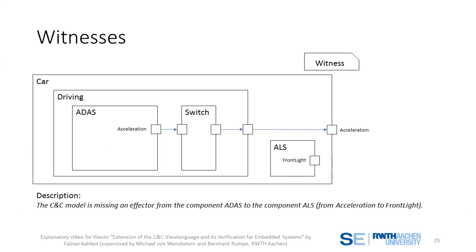Here we can see the witness that would be generated after trying to verify our model against the second view. The view demands an effect of the outputted information of the acceleration part of the ADAS on the Adaptive Light System's front light. To improve the developer's comprehension, all elements of the model that are reachable from the initial port are shown in relation to the elements that should have been reached. Additionally, a description that exactly states the fault is given in English.